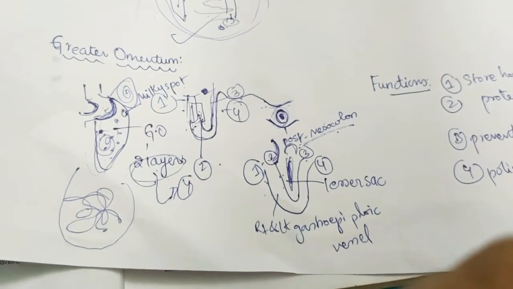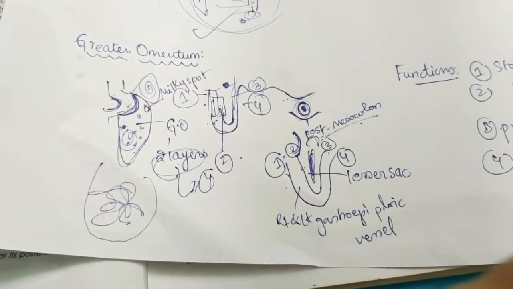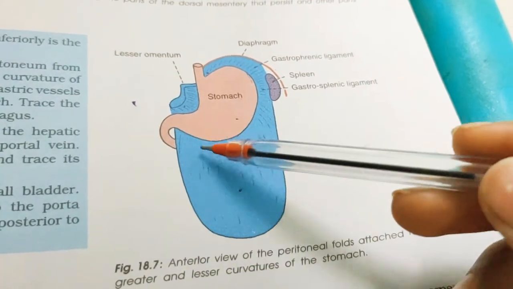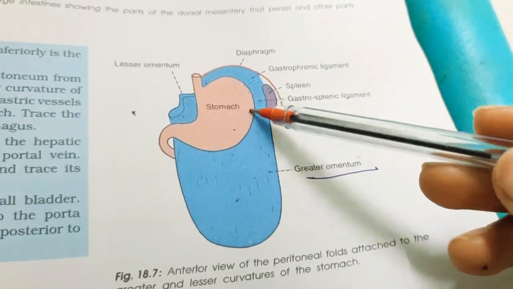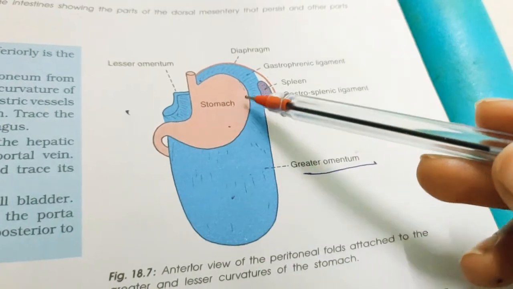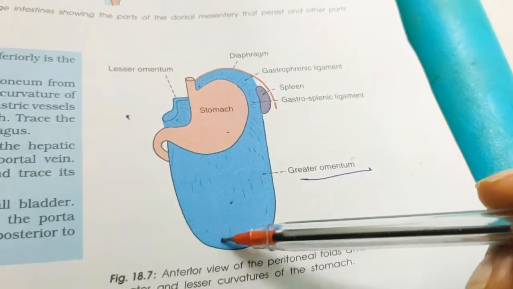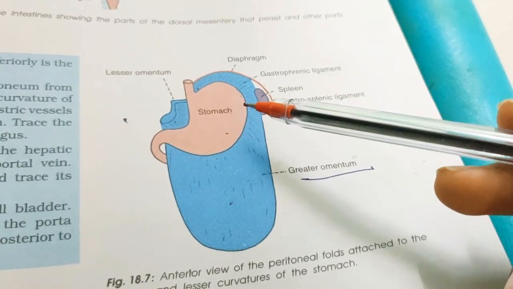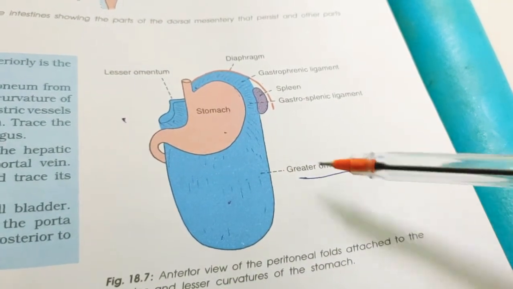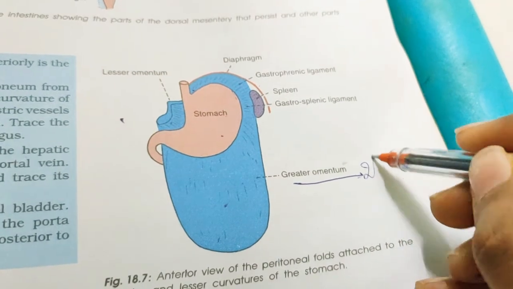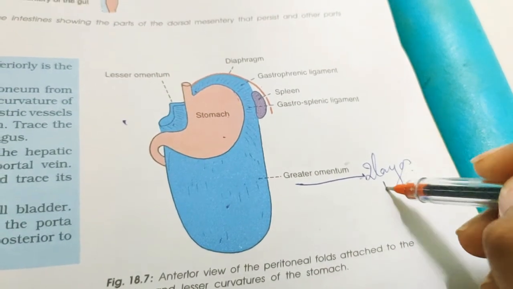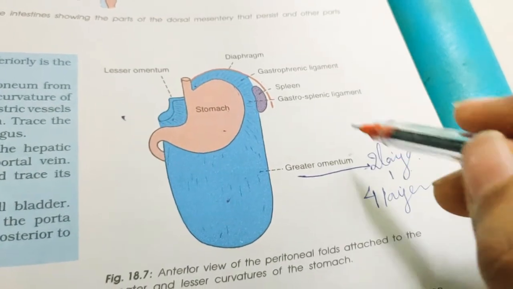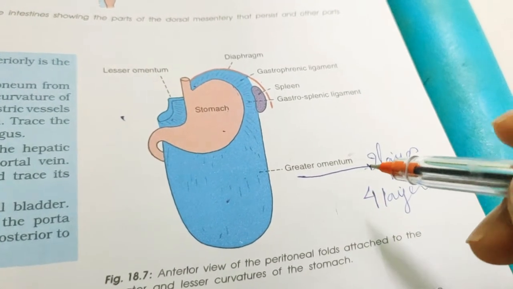So let me show the real diagram to understand this, and let us summarize everything. So you can see here, this is the stomach and this is the greater omentum which is coming especially from the greater curvature of the stomach. It is descending downwards. You can see a thin sheet of greater omentum, but it is made up of two layers, or you can say it is made up of 4 layers. Why 4 layers? Because there are 2 layers only, they will fold and form the 4 layers, right?